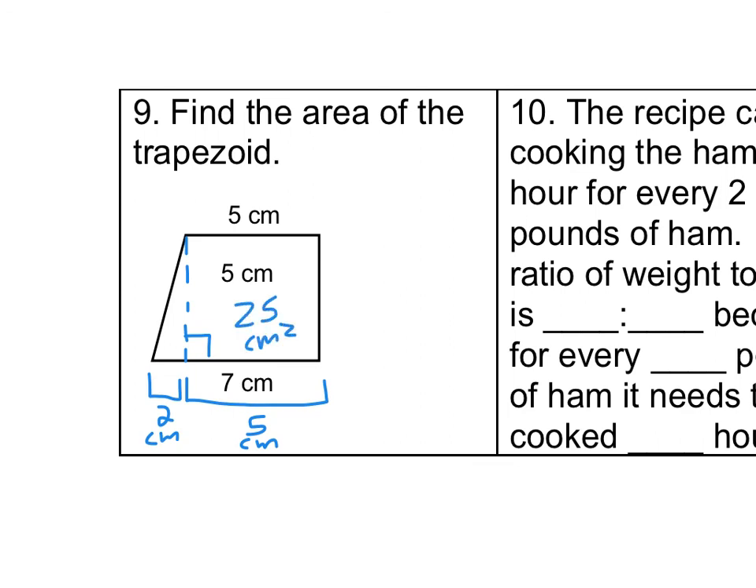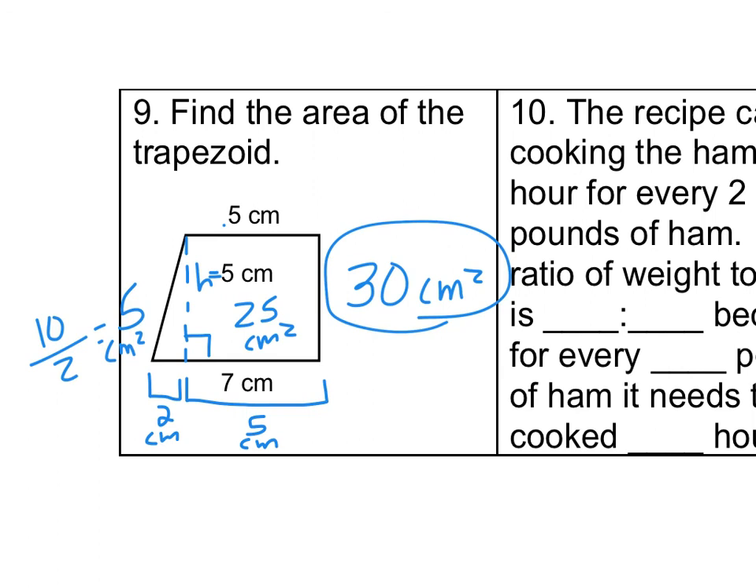The triangle, though, is base times height divided by 2, and 5 is my height, times 2 is 10, and 10 divided by 2 is 5. So now I just add my 5 centimeters squared plus my 25 centimeters squared, and I get my total 30 centimeters squared area of my trapezoid.